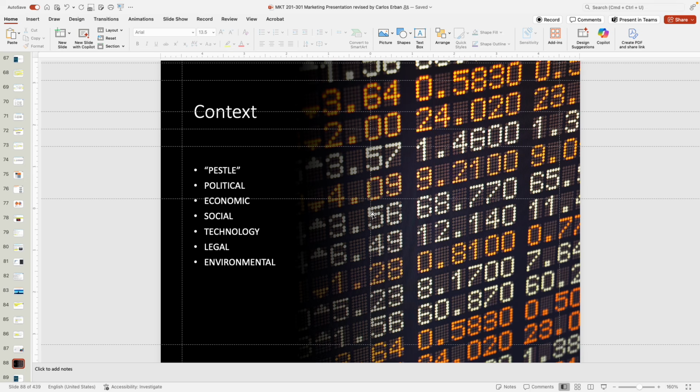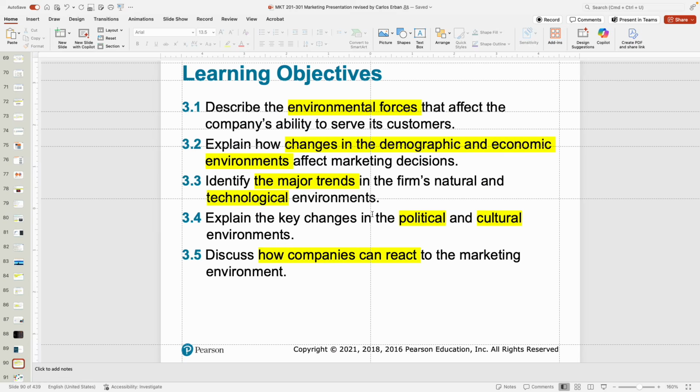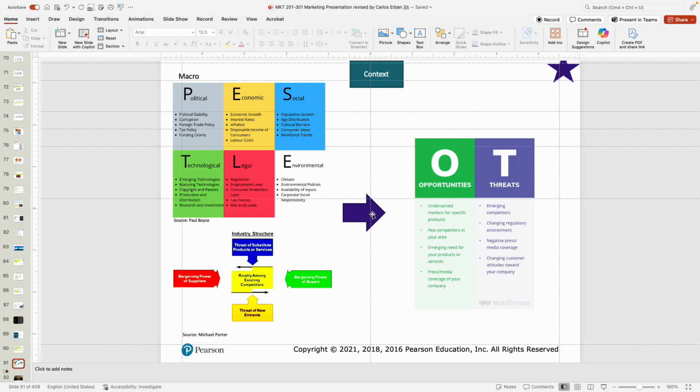Okay, so now let's focus on context, and we're going to go quicker now because consumer is the more complicated one. For context, basically we have two frameworks. PESTEL, okay, which is political, economic, social, technological, legal, environment. I'm not going to go through all of these now. We did it all in class, and they're pretty obvious.